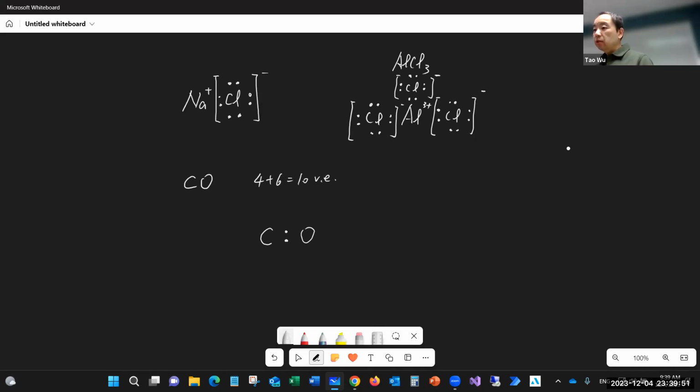Now we have 10, so 2, 4, 6, 8, and 2 more. So this is 10 dots, which means you can only assign 10 dots there, but obviously only carbon follows the octet, but the oxygen only has 4. So this is not a correct Lewis structure for carbon monoxide. So definitely we need to change this, right?